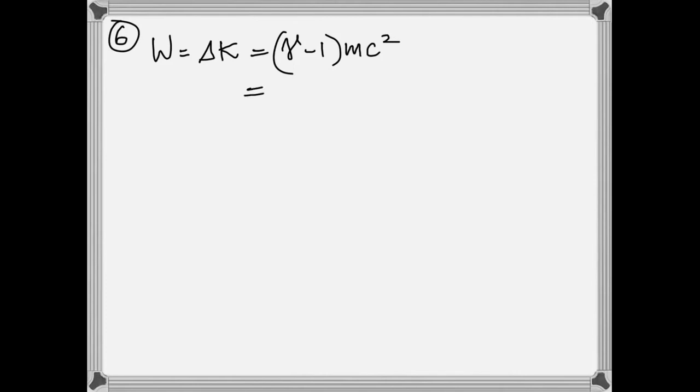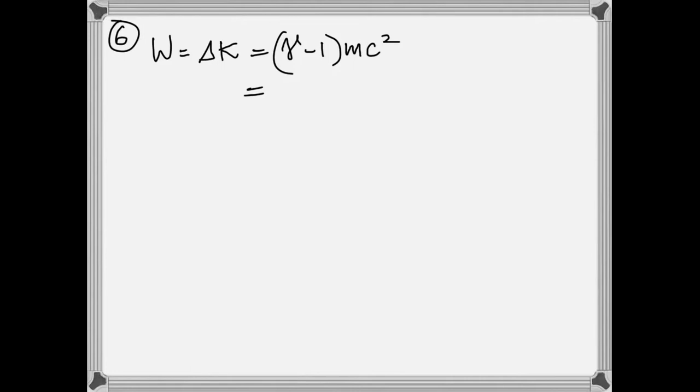Number 6 says how much work is required to accelerate a proton from rest up to a speed of 0.998 c, and what would be the momentum of this proton. Work required is equal to change in kinetic energy. So work is delta K, and change in kinetic energy is gamma minus 1 mc squared. The reason is because it starts from rest, and we know that this will be the final kinetic energy, and that's the formula for kinetic energy in relativity.